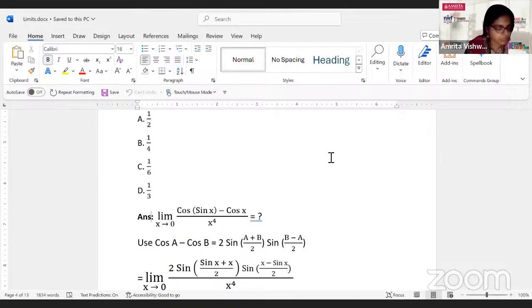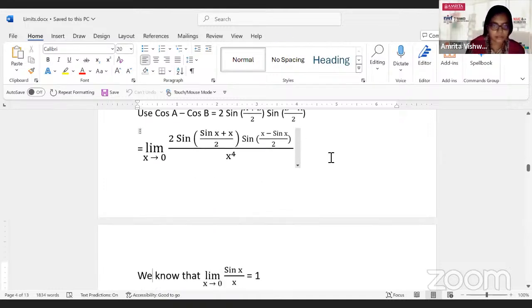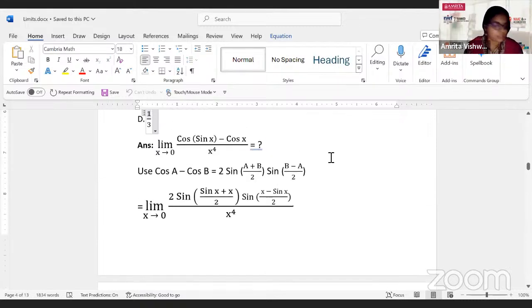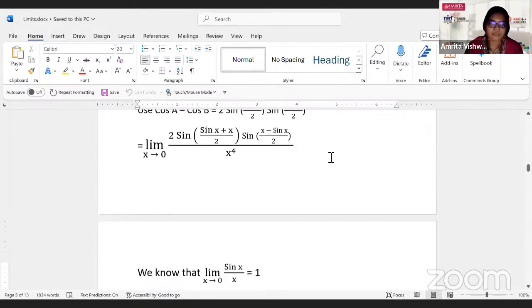Kishan, which part are you having confusion with? The initial part, I hope you know, cos A minus cos B, you have to apply the formula. And this might be a new formula to at least some students.